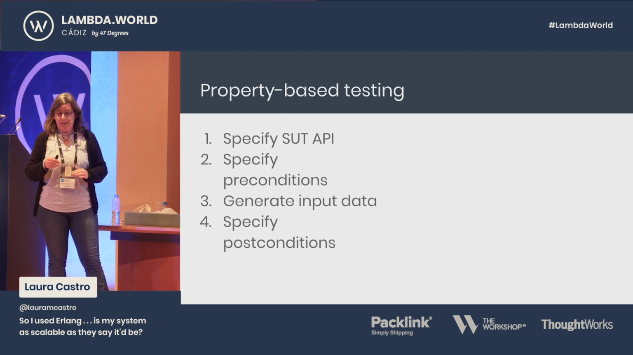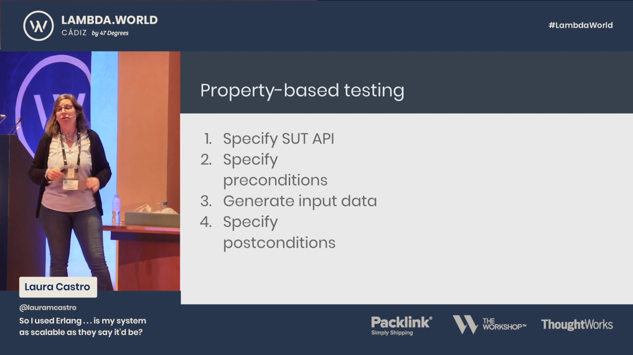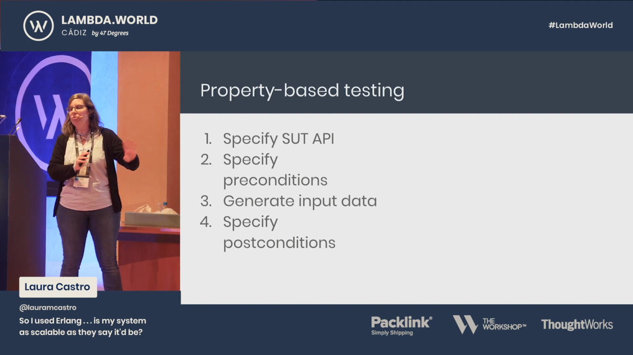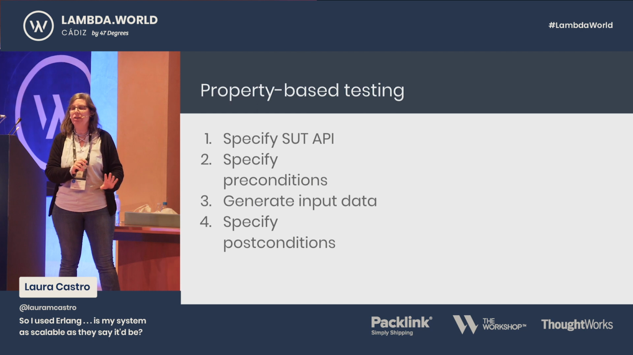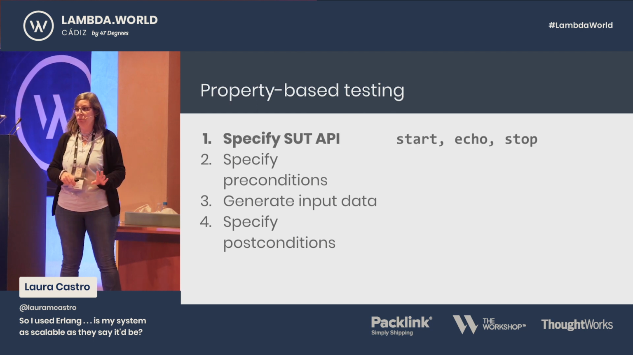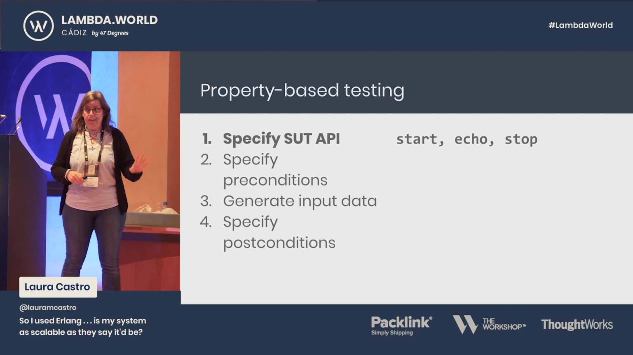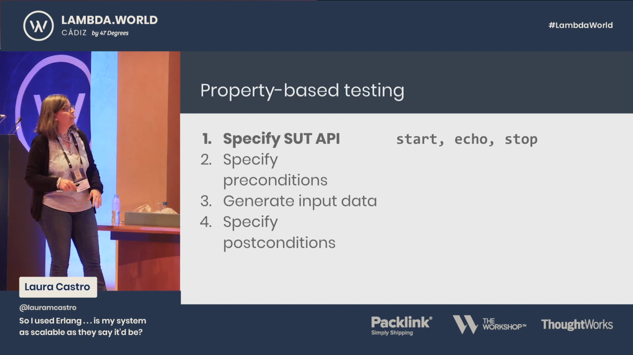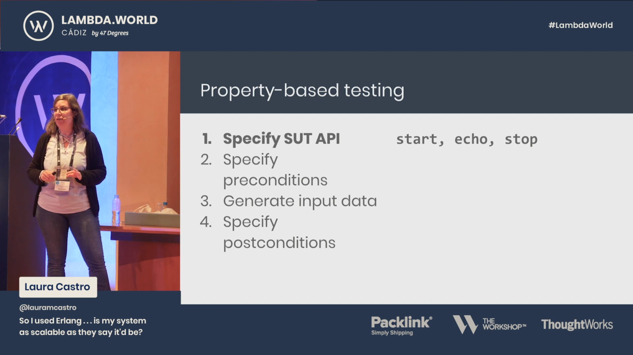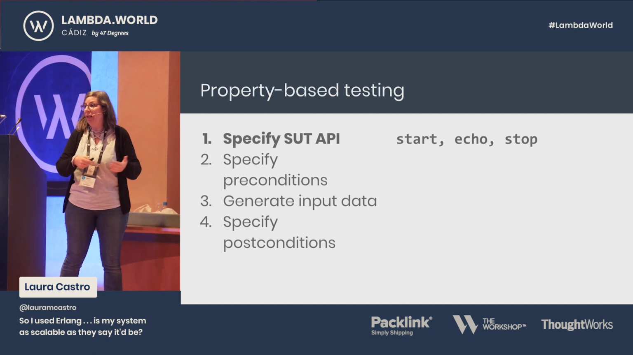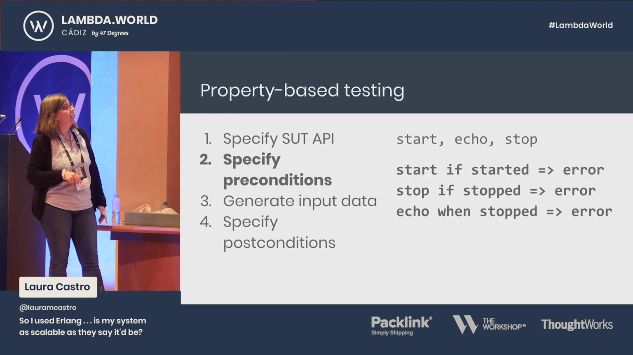And the steps are the following. So first, you will say, I want to test something from a black box point of view. I don't know what's inside the echo server. I know the things I can do with the echo server. I can start it, I can stop it, and I can send messages to it. Perfect. Then you may want to specify preconditions, and those will restrict the kind of sequences of these operations that you will have as part of your tests.